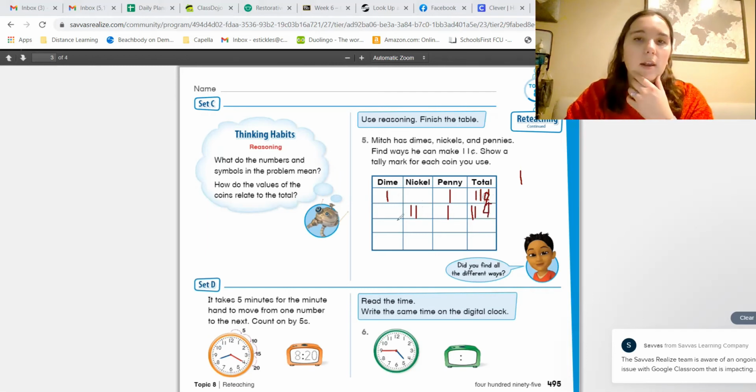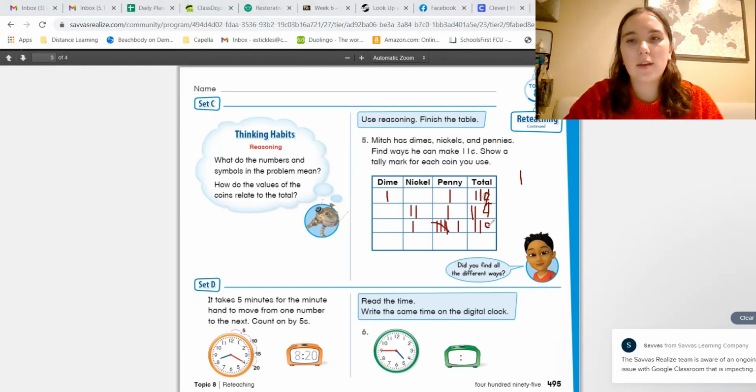Okay. And then let's see. We've used 2 nickels. Could we do it with just 1 nickel? Let's try it. So 1 nickel would be 5 cents. 5 plus how much equals 11? 6. So we would need 6 pennies to make it into 11 cents. So 1, 2, 3, 4. You remember how to do a 5? 5 and then 6. 6 pennies makes 11 cents.